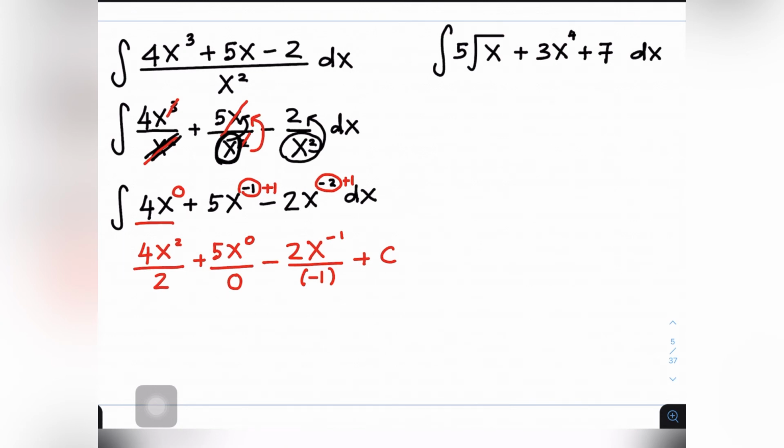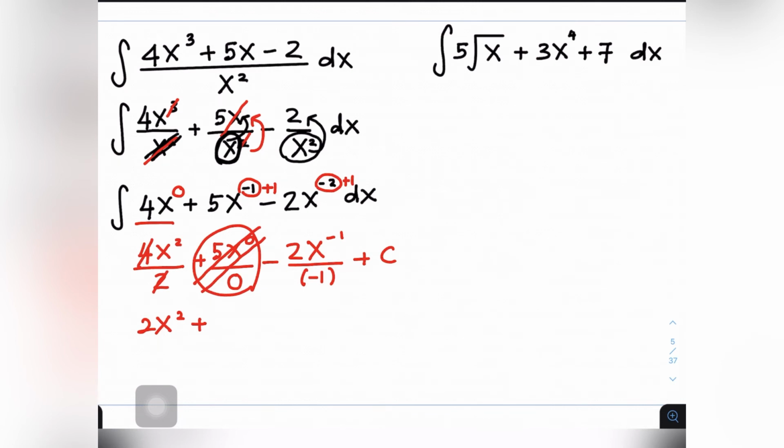So 4 divided by 2, you will get 2x to the power of 2 plus. So you see here, when you have a term divided by 0, it is actually infinity, which cannot be defined. So when you have infinity, anything that is divided by 0, you actually have an infinity. So we just ignore it for this case, because dividing your equation by 0 is actually infinity. We just ignore it.